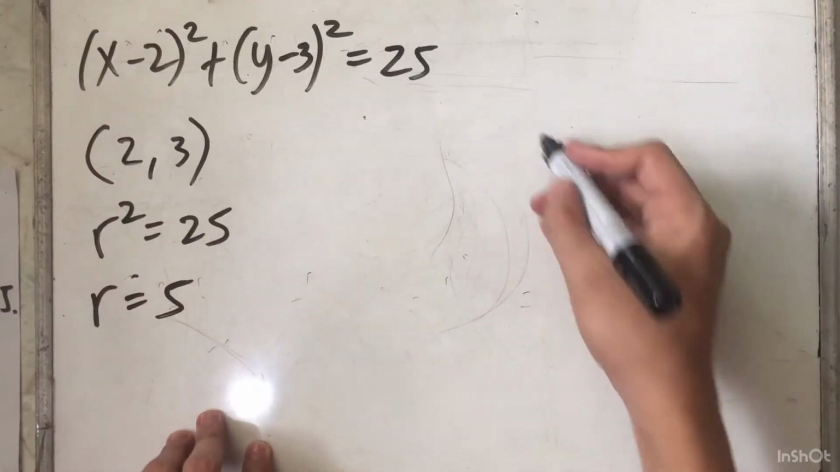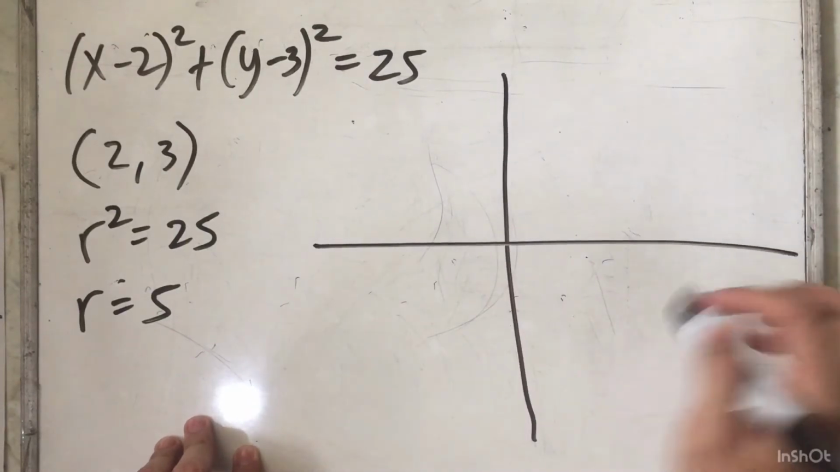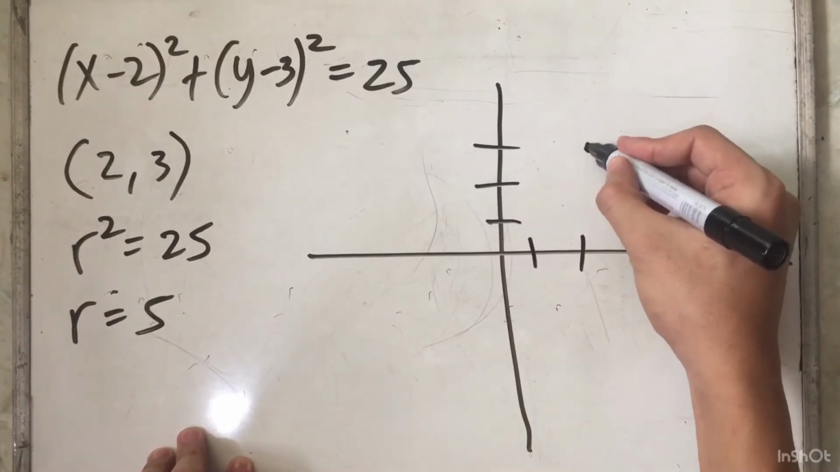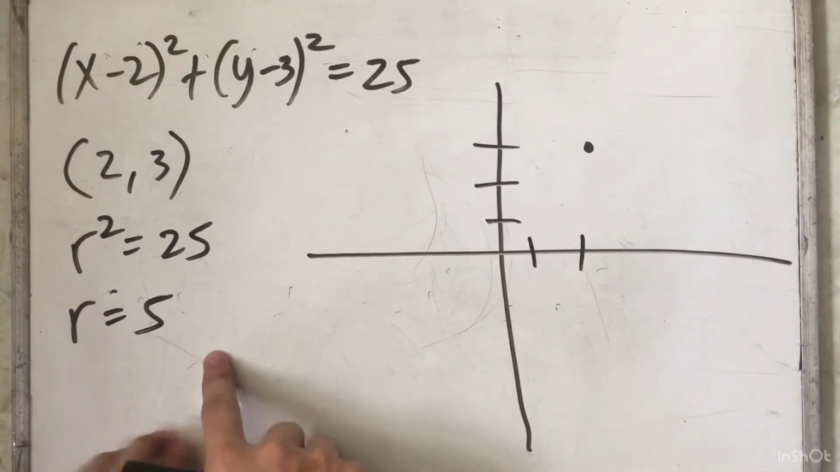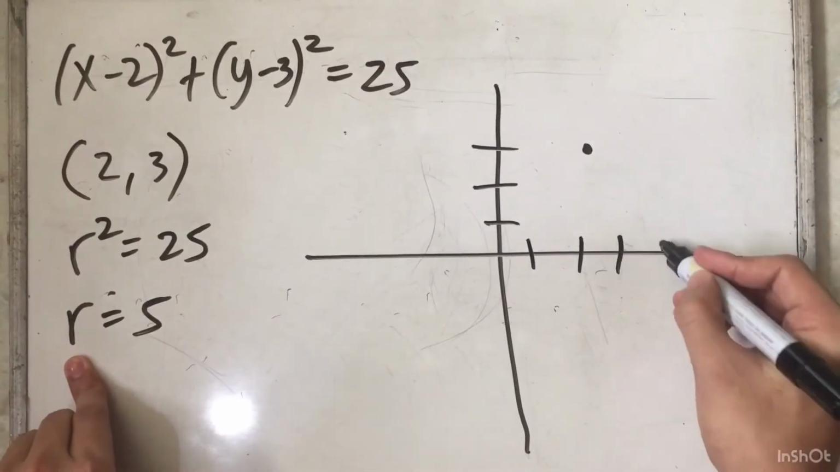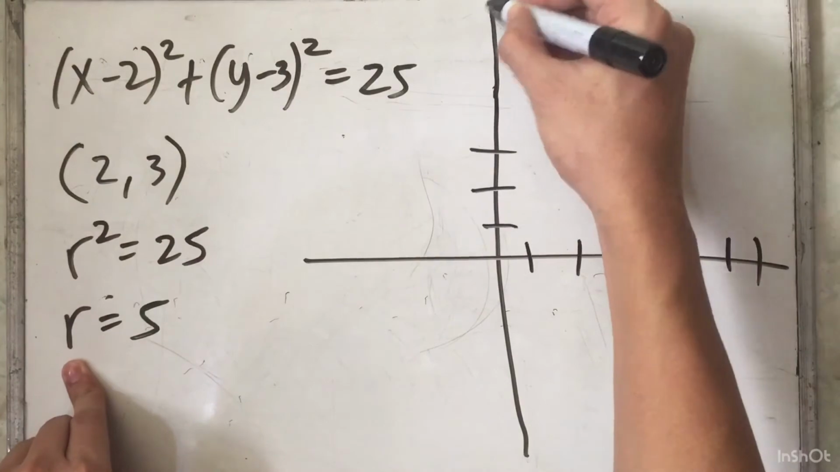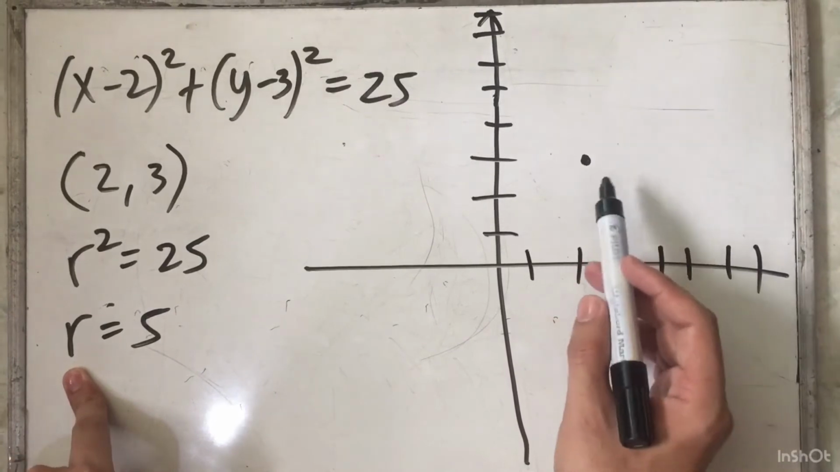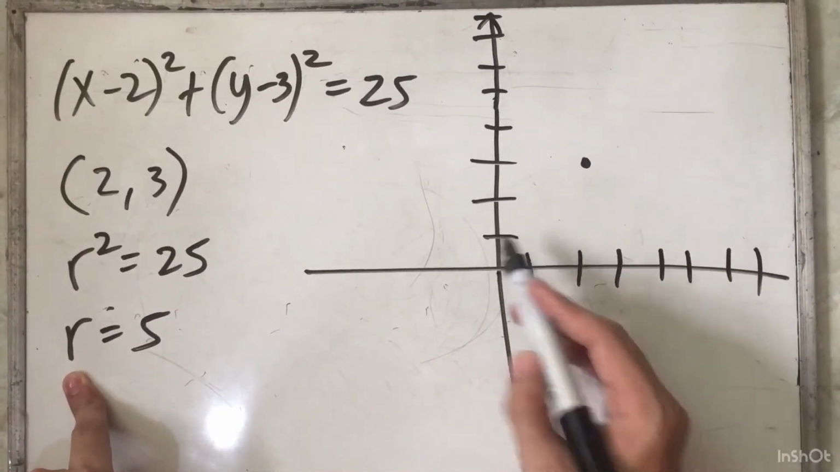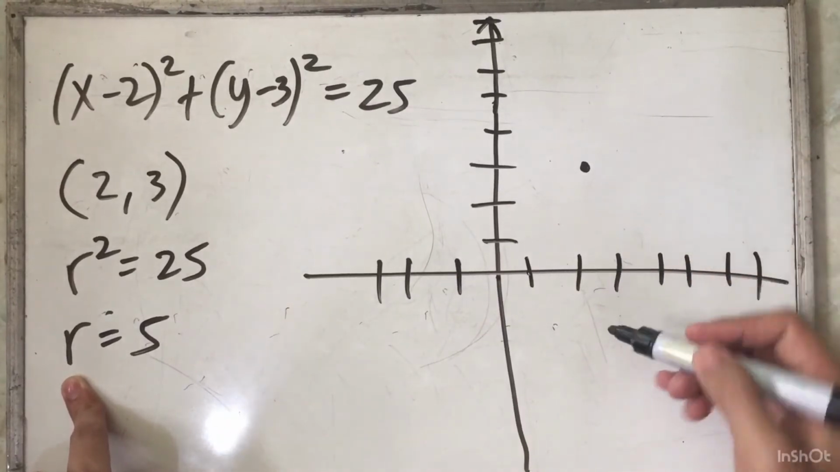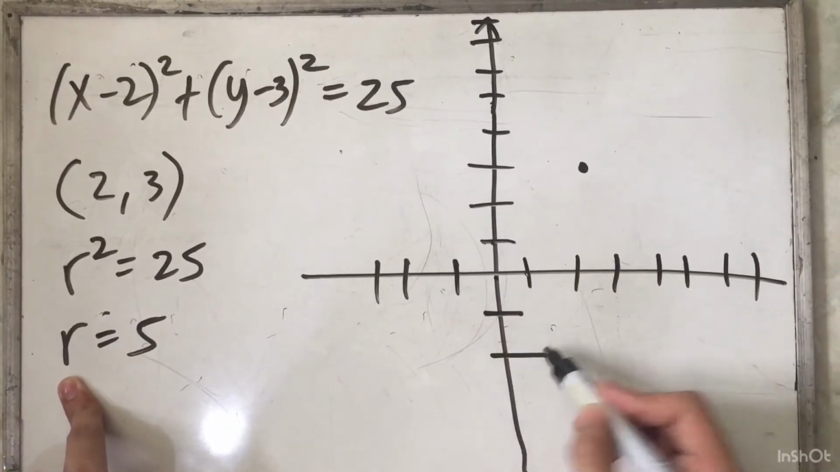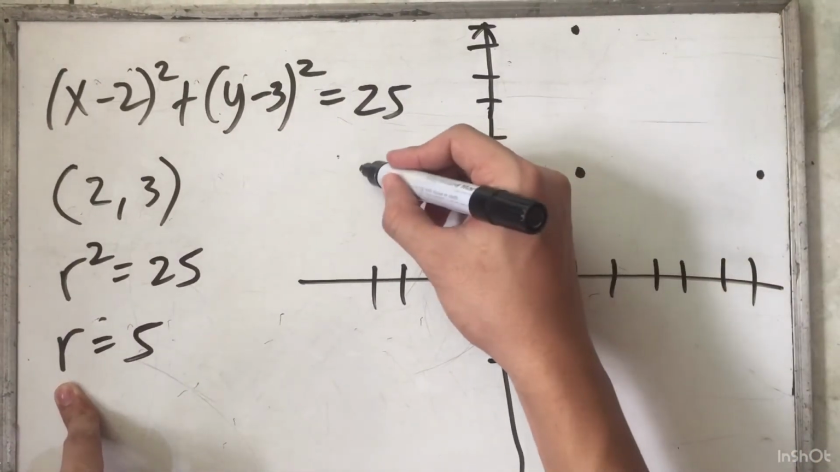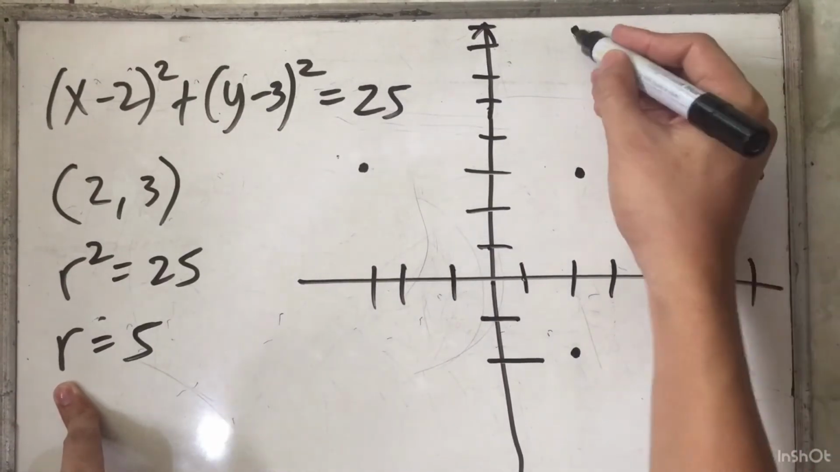So let's try to graph this one. The center is (2, 3). So we have 1, 2, 1, 2, 3. That's the center. Next is 5. So 5 units to the right, 1, 2, 3, 4, 5. 5 units upward, 1, 2, 3, 4, 5. And then 5 units to the left, 1, 2, 3, 4, 5. 5 units downward, 1, 2, 3, 4, 5. So the circle looks like this.